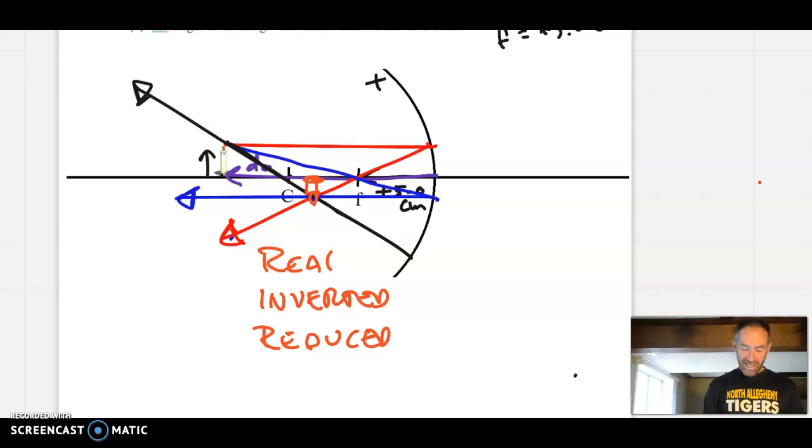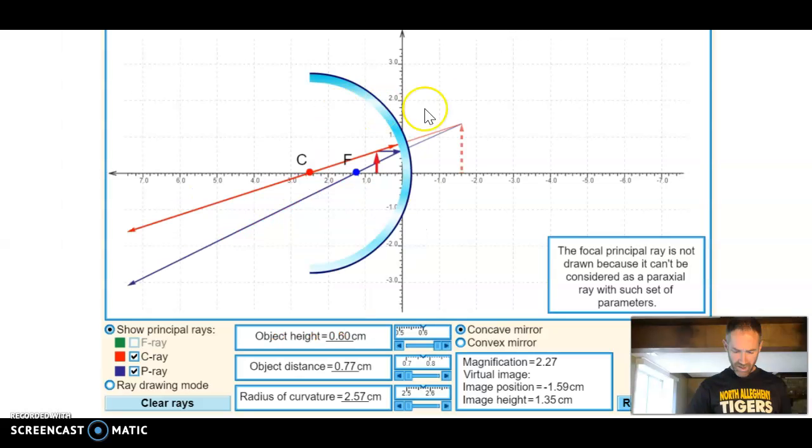So when you're inside of the focal point, you get a virtual upright image on a concave mirror. Whenever you're outside of the focal point, you get a real inverted image. Turns out that the center of curvature is the place where you go from being magnified to being reduced. Since we're even outside the center of curvature, we're seeing reduced. Now I can show you that even better on the simulator from our friends at Pearson Prentice Hall.